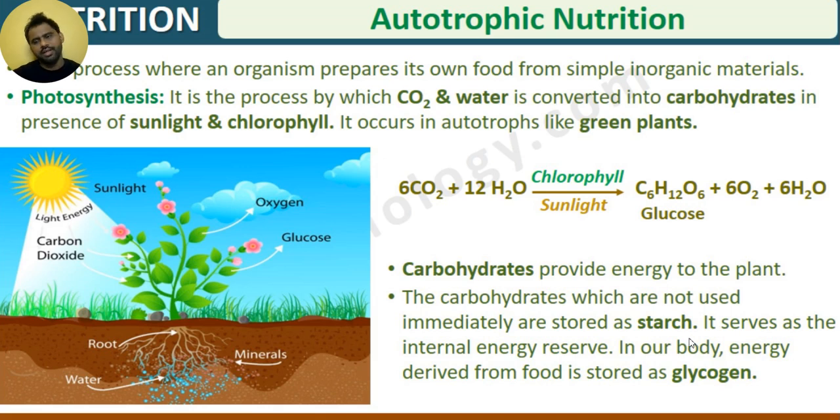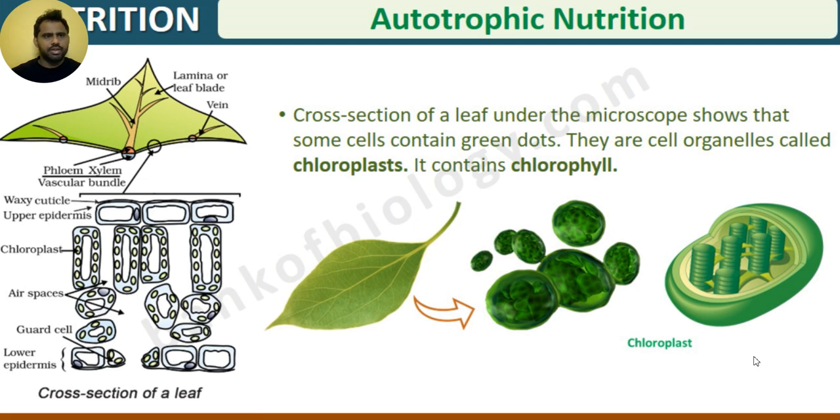So this is about the plant, but when it comes to the human body, the energy that we derive from food is stored as glycogen. Let's go ahead. Autotrophic. So this is the leaf: midrib, lamina or leaf plate, vein, xylem, phloem, and vascular bundle.